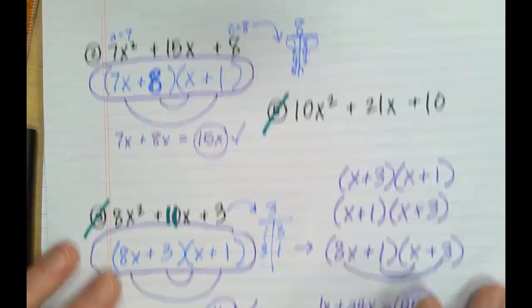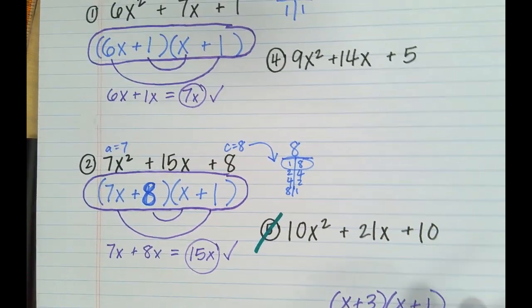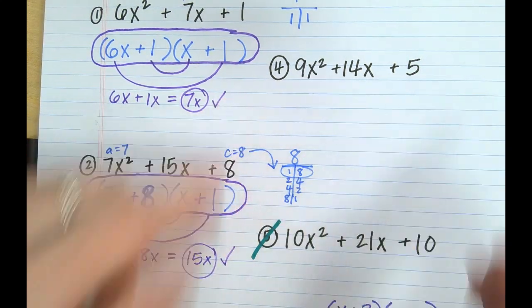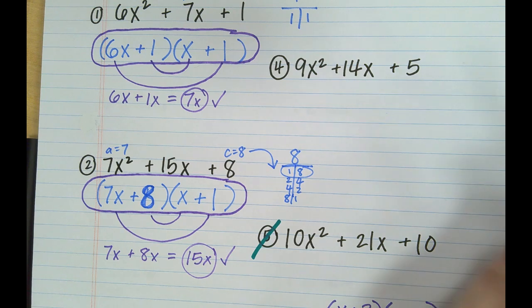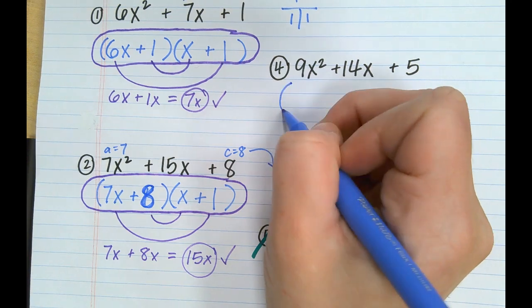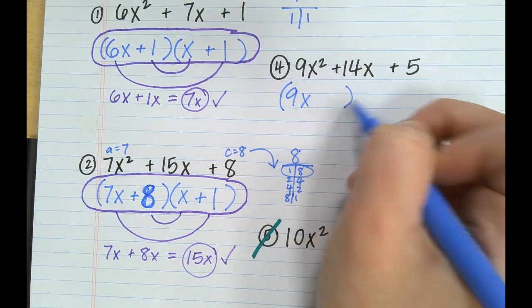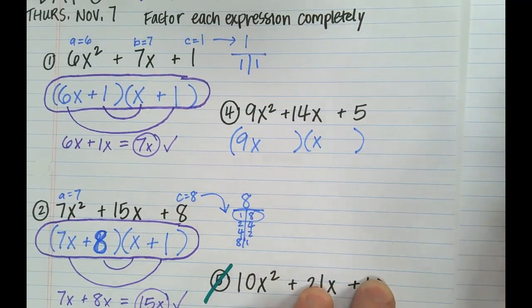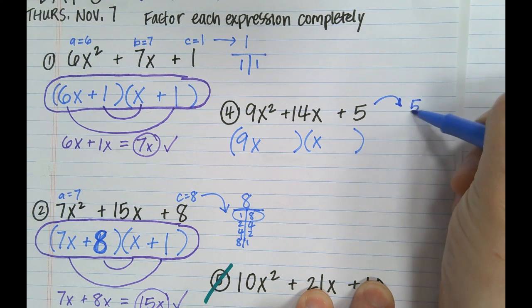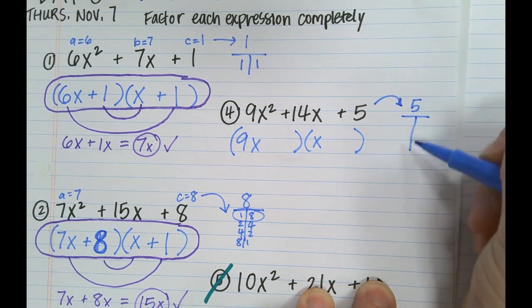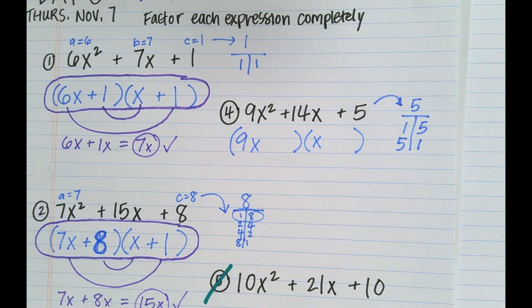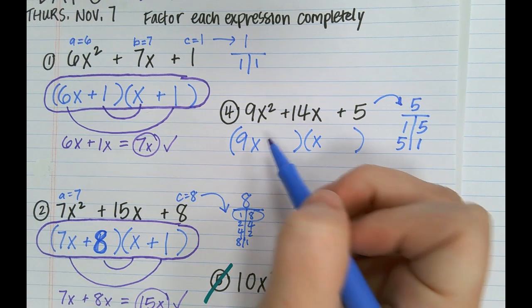Okay, let's do number 4. Number 4 is very similar. 9x squared plus 14x plus 5. Do I have a GCF? No. So what's my answer going to look like? Good. 9x and x in parentheses. What am I checking next? Factors of 5. What are my options? Yeah, just 1 and 5 or 5 and 1. Which one's correct? 5 and 1.